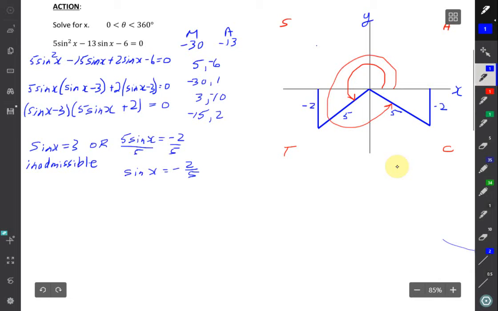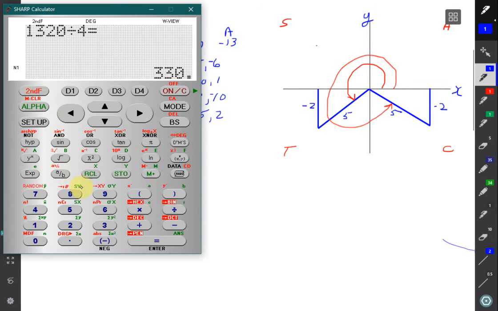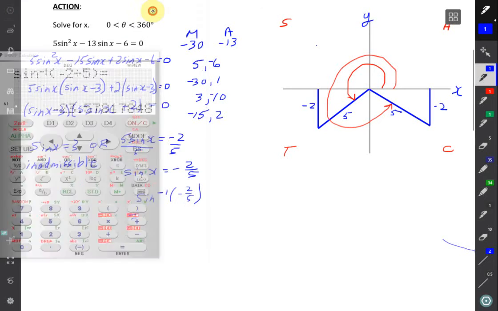To know what the value of theta or beta is, I need to do the inverse sine of -2/5. I'm not going to assign it a variable because I don't know for sure whether it's going to be an acute angle or, in this case, really oblique angles. The inverse sine of -2 divided by 5 equals -23.6.